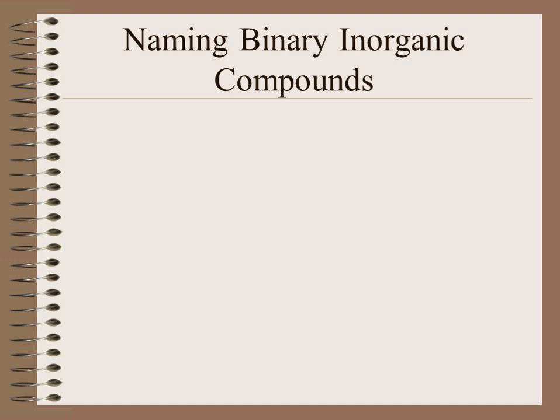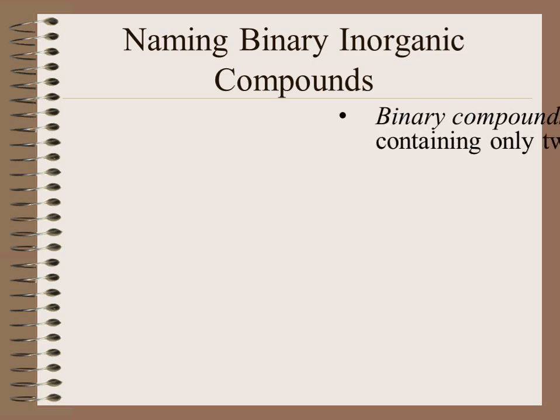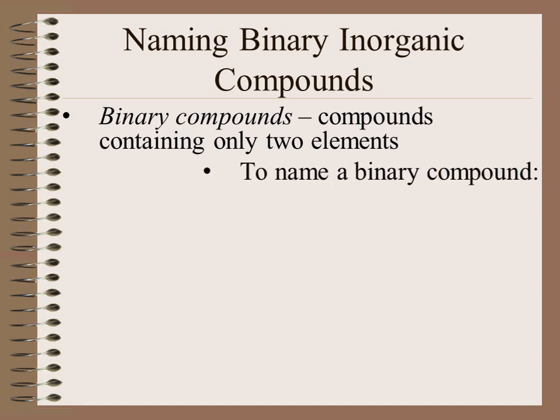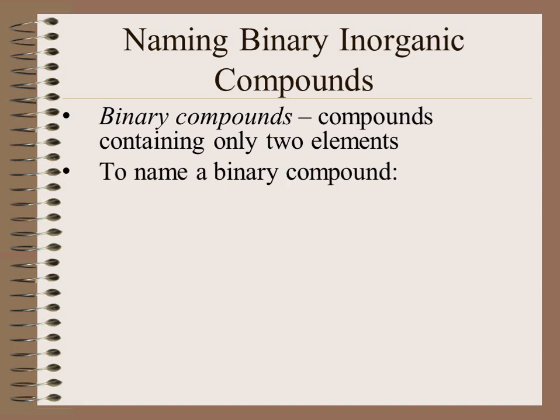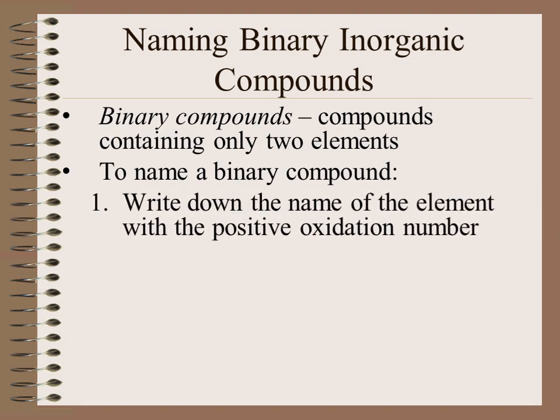One of the first types that we want to take a look at in terms of naming are binary inorganic compounds, and the term binary suggests that these compounds are made up of only two elements. When we look at the formula for a binary compound, the way that we name it is we name the elements in the order that we encounter them. And the positive oxidation number elements, or the cations, are always listed first in a chemical formula. And so we write the name of this element down and don't make any changes to it at all.